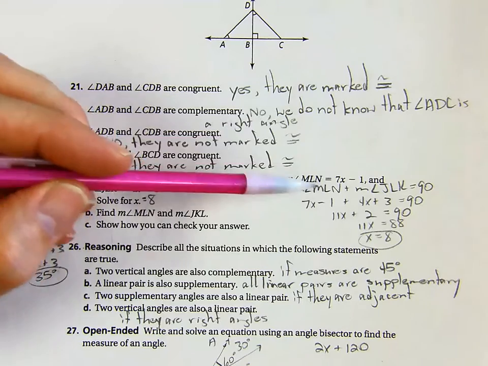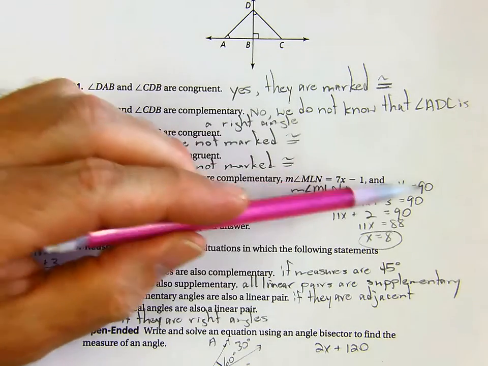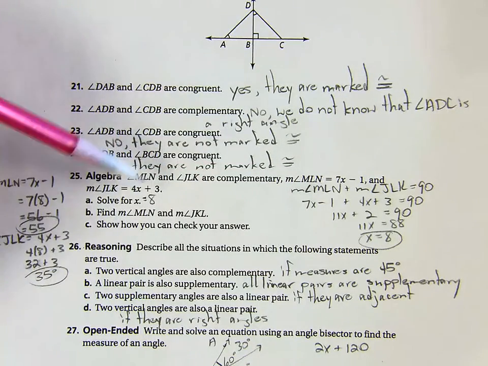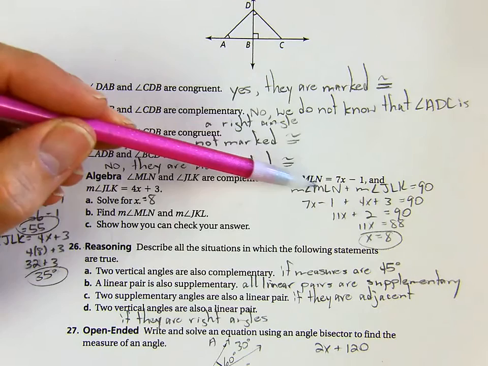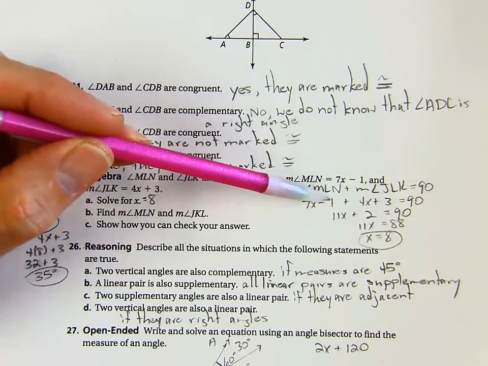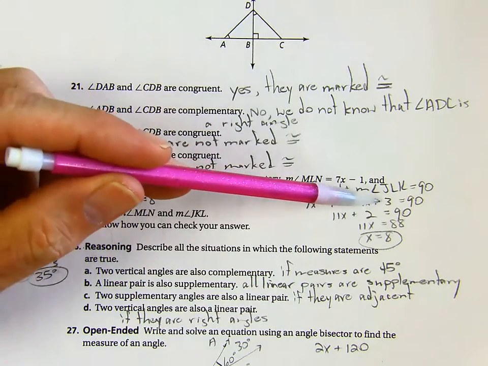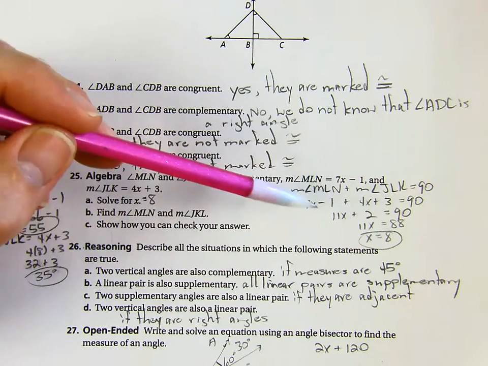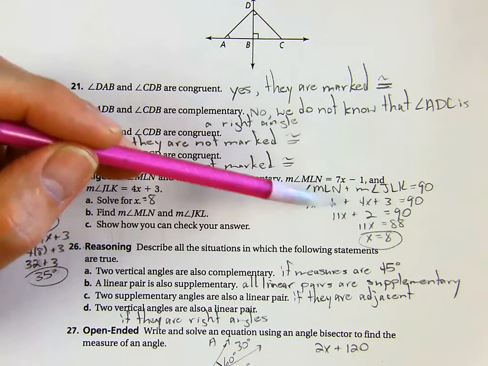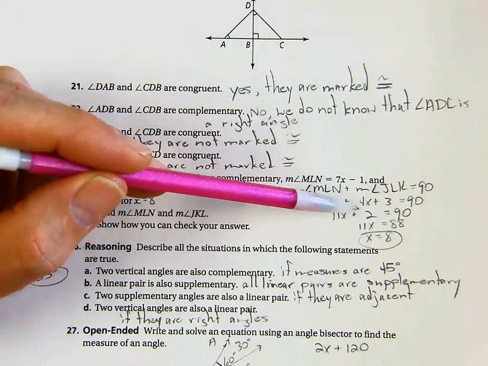So I put over here, if these two angles are complementary, this angle plus this angle is equal to 90. Then I substituted in the measures. The measure of MLN was 7x minus 1. The measure of JLK is 4x plus 3. So those two added together is equal to 90. 7x plus 4x is 11x. Negative 1 and 3 is positive 2.